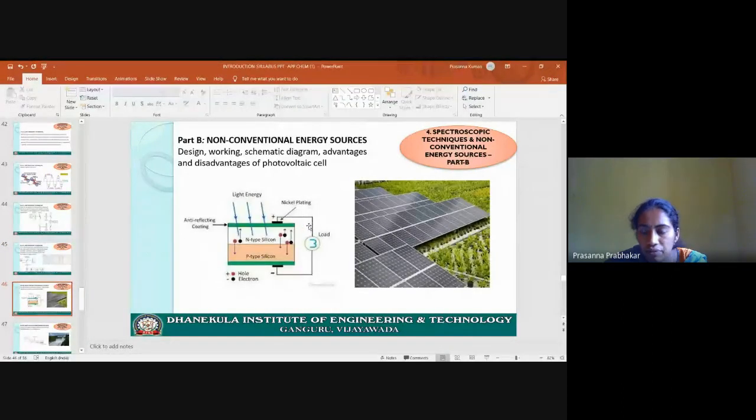Next, in the fourth unit, part 2 is non-conventional energy sources. This is the example of a PV cell. By using solar energy, how to convert it to electrical energy? By using a PV cell or solar cell. That is considered our photovoltaic cell. That is also one of the examples of non-conventional energy sources.